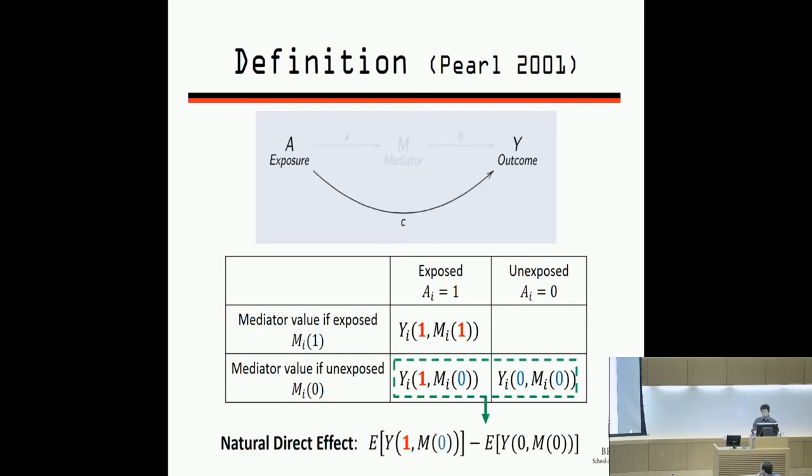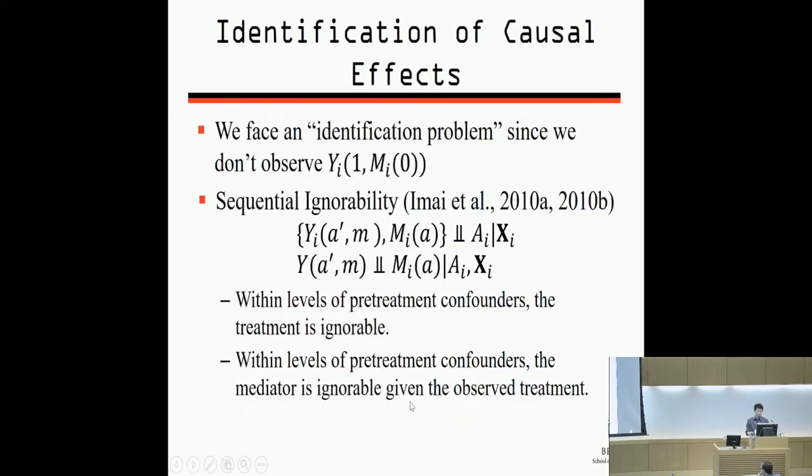As you can see, the challenge here is this value, the potential outcome of Y1, M0, okay? So we cannot observe this value. All right? This is the identification problem. So to estimate this value, there are several approaches. And one of the common assumptions we make is called sequential ignorability. So mathematically, it can be written in this way.